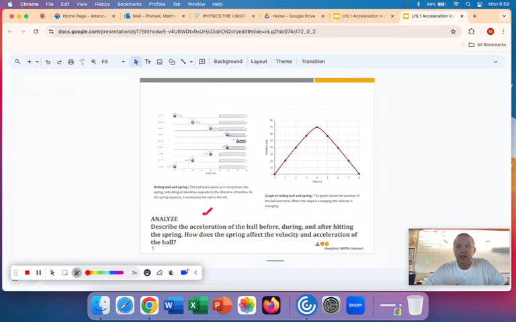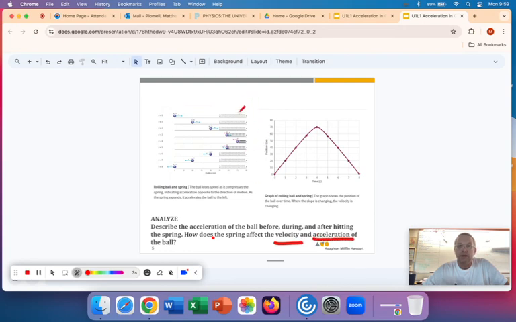When we describe acceleration, describe how the velocity changes. Before, think of these 3 time intervals. During, think of these 3 time intervals. And after, think of these 3. And then say, how does the spring affect the velocity and acceleration?